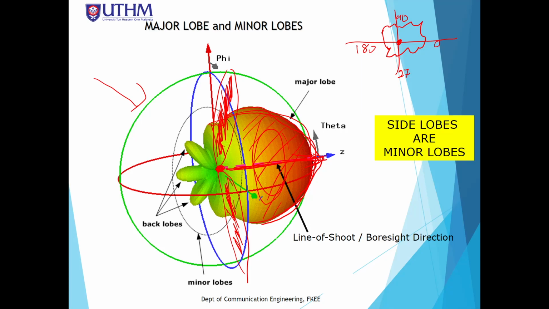And then we have another one, what we call the back lobe. Okay, this is the back lobe. So the back lobe is a small energy. Okay, it shows the small energy that has been radiated about 180 degrees from the major lobe. Okay, lebih kurang 180 darjah daripada major lobe.